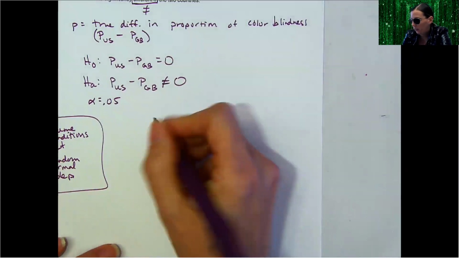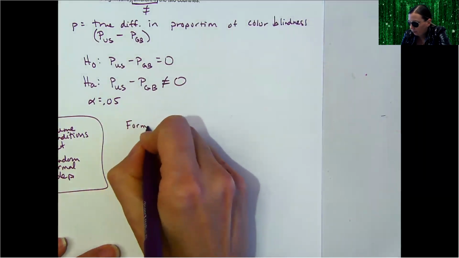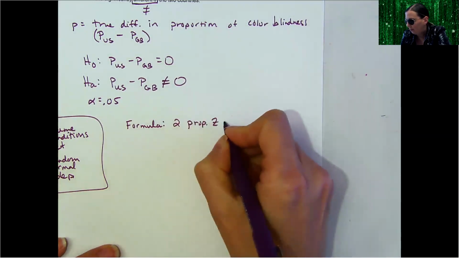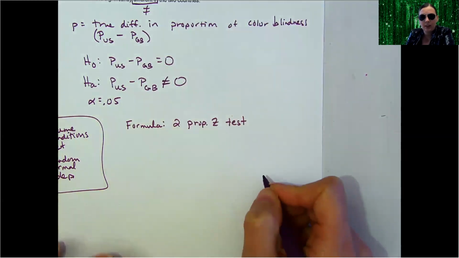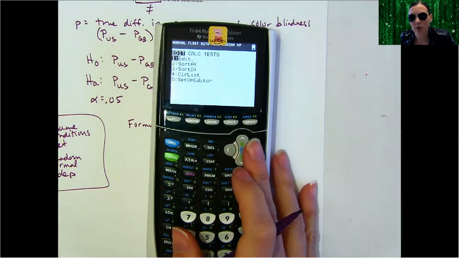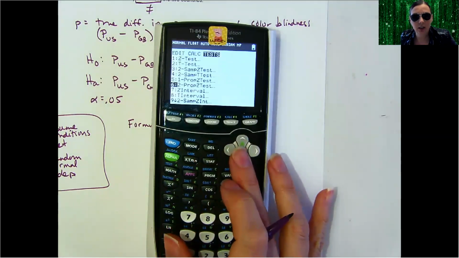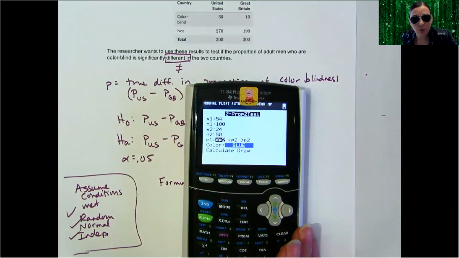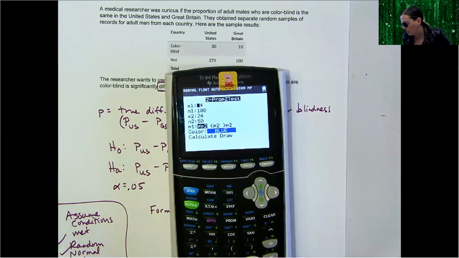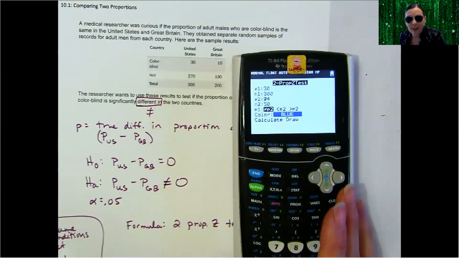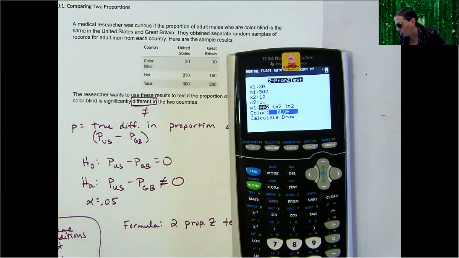Time to run through our formula. We are running a 2-proportion z-test. This is number 6 on your calculator. Enter Stat, World. Test number 6, 2-proportion z-test. Ready? We've got 30 that are colorblind in the United States out of 300. We have 10 that are colorblind in Great Britain out of 200. We're looking for any difference at all.